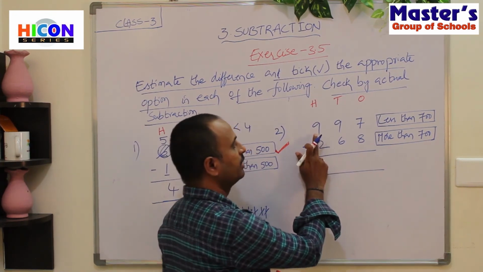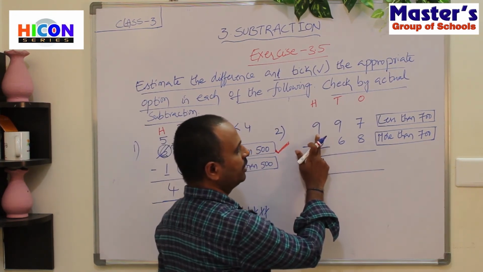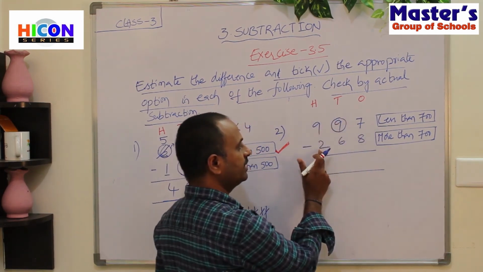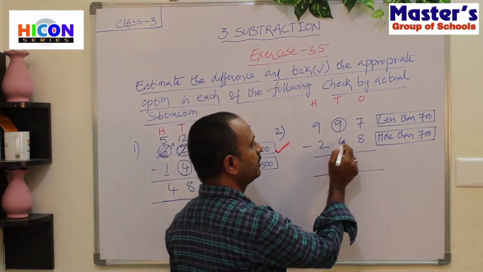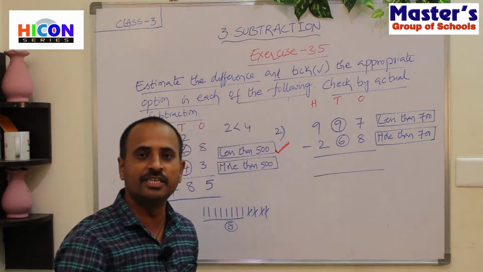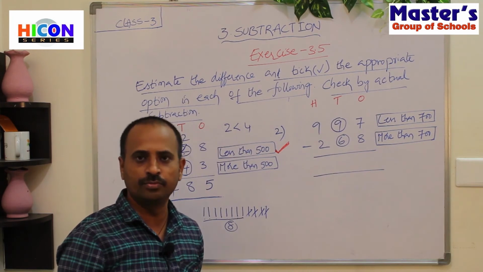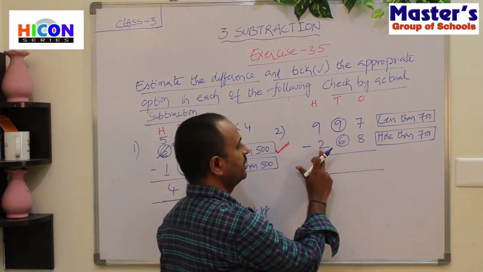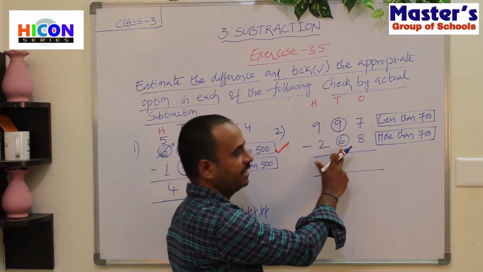In the first number, the second digit is 9. And what is the second digit in the second number? It is 6. So check the second digit in both the numbers. It is the simple technique. In the first number, the second digit is 9. In the second number, the second digit is 6.